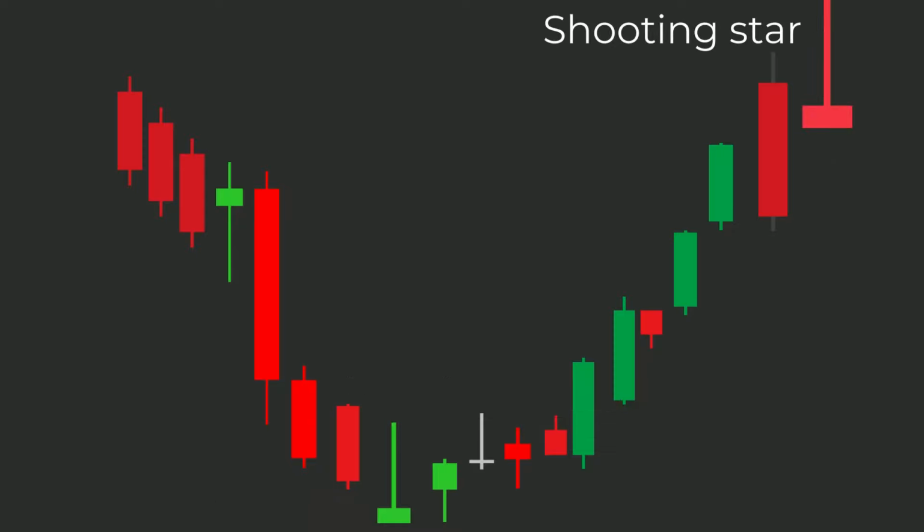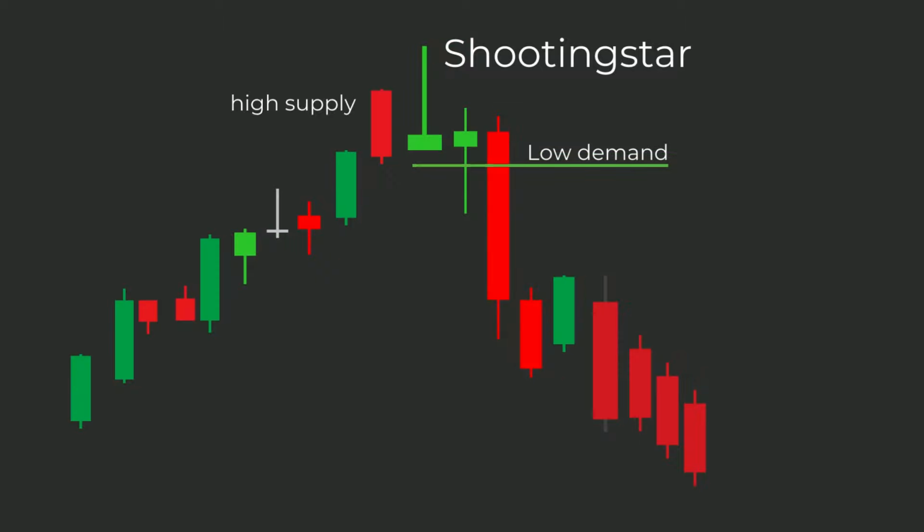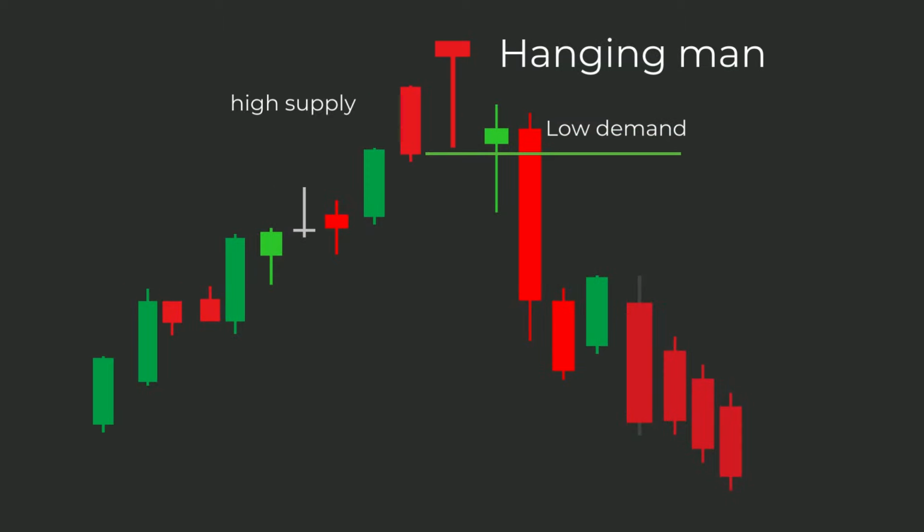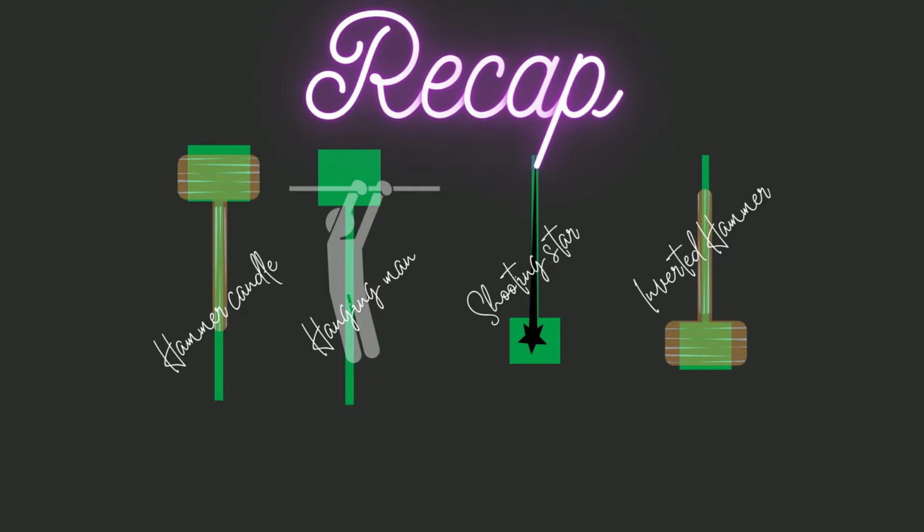Hanging man. The hanging man pattern looks almost entirely the same as the shooting star candle. Traders consider it to be a bearish reversal pattern that takes place at the end of the uptrend, again the same as the shooting star. Let's recap. Umbrella group candles are your go-to for spotting reversals.